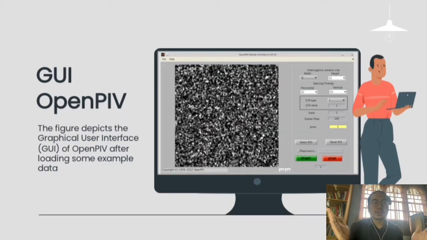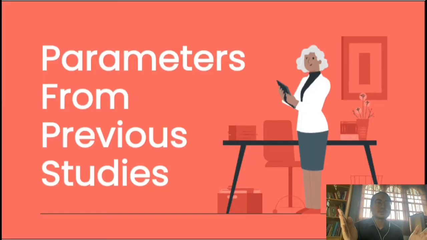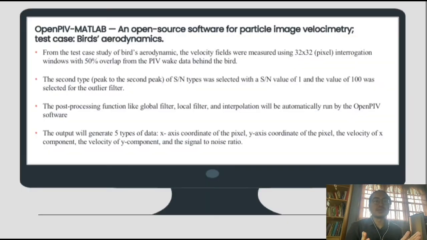And from this slide, we can see the GUI of OpenPIV. The figure depicts the graphical user interface, GUI, of OpenPIV after loading some example data. From the test case study of bird aerodynamics, the velocity fields were measured using 32x32 pixel interrogation windows with 50% overlap from the PIV data behind the bird.